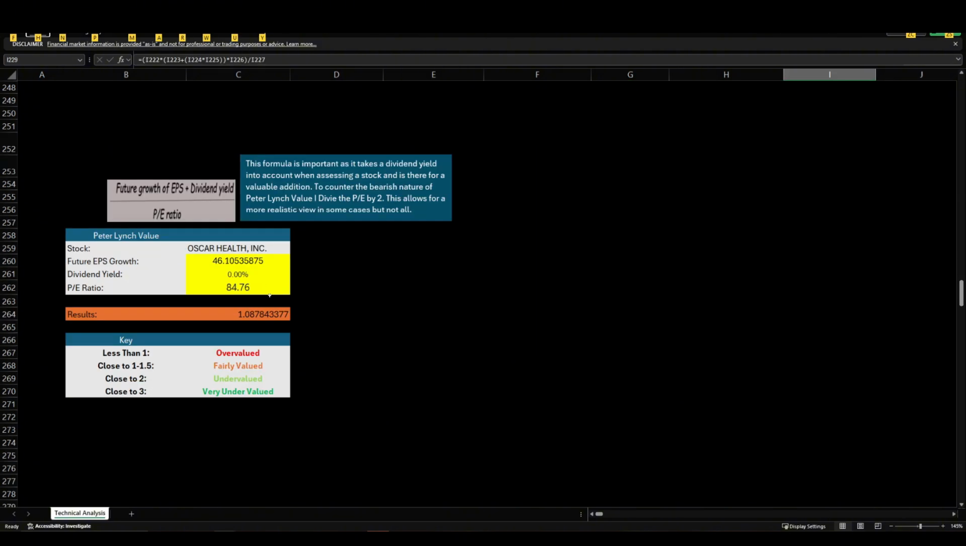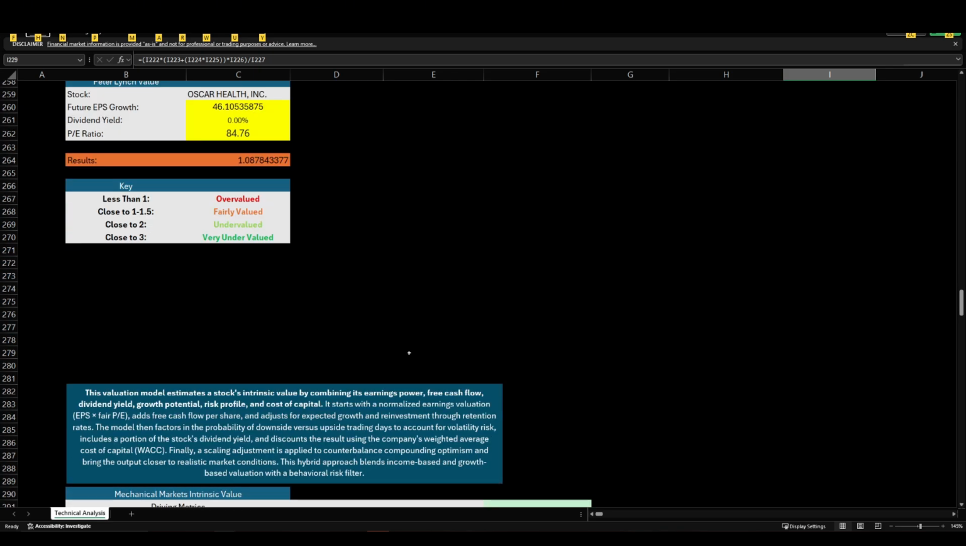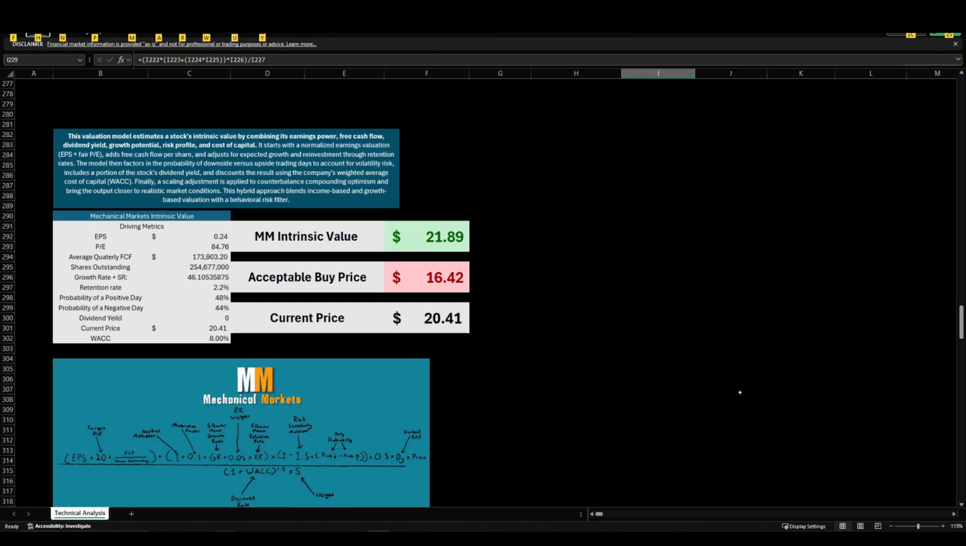I then take a look at Peter Lynch's valuation. Anything above a 1 is fairly valued, anything above a 2 is undervalued, and anything close to a 3 is very undervalued. Anything obviously less than 1 is indicated as overvalued, but this is an indicator I almost take with a pinch of salt a lot of the time, because it isn't actually as accurate as we would like it to be.